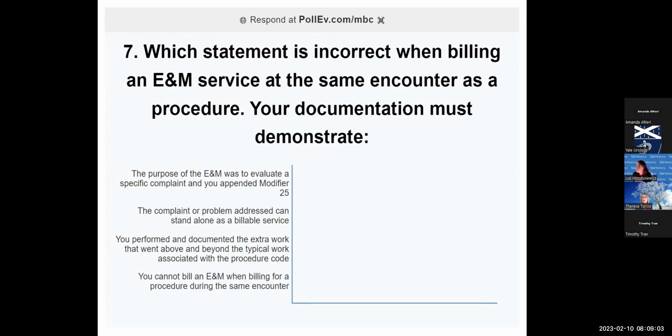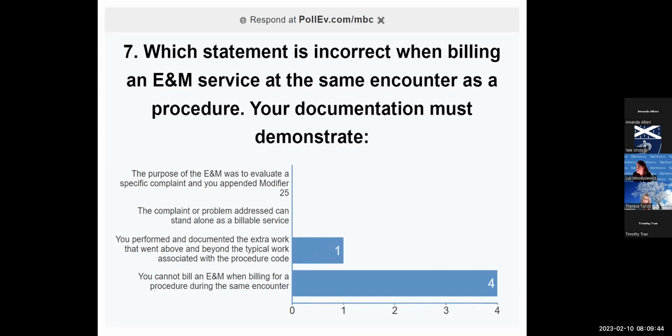So, modifier 25. Which statement is incorrect when billing an E&M service at the same encounter as a procedure? Your documentation must demonstrate: the first one, the purpose of the E&M was to evaluate a specific complaint, and you append modifier 25. The complaint or problem addressed can stand alone as a billable service. The next one, you performed and documented the extra work that went above and beyond the typical work associated with the procedure code. And the fourth one, you cannot bill an E&M when billing for a procedure during the same encounter. Again, the inaccurate statement.